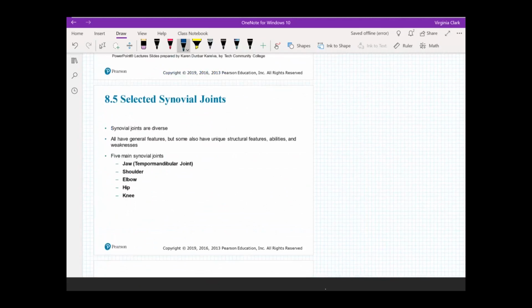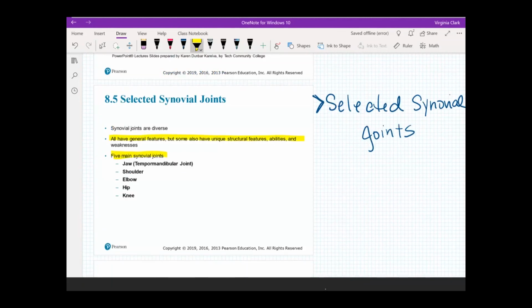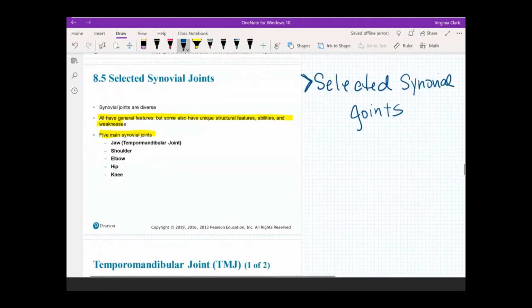Okay, so moving on to selected synovial joints in our body. We're going to take only a few synovial joints. As we said, most of the joints of your limbs are synovial, but rather than go through every single joint, we're just going to hit the 5 main ones. All of the ones we're going to talk about have the same general features, but they all have unique features. Out of these 5, we're just going to quickly run through the feature that you need to know about each one.